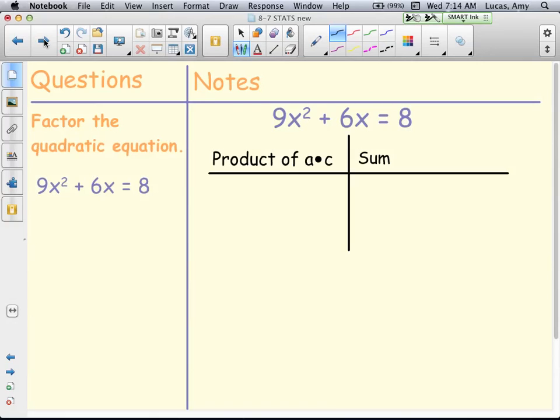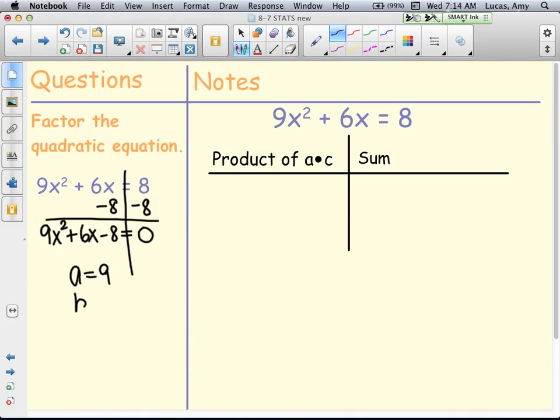Example number 3. On this problem, I do not have a 0 on the right-hand side, so I need to subtract that 8, so that my quadratic is 9x squared plus 6x minus 8 equals 0. You have to get your quadratic in standard form, and you have to set it equal to 0 to use the zero product property. So now a equals 9, b equals 6, and c equals negative 8.